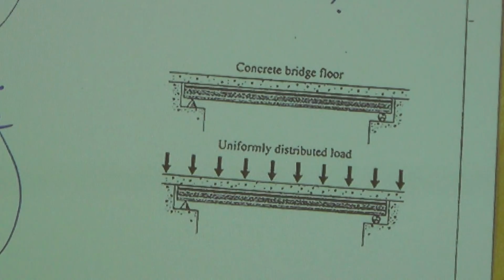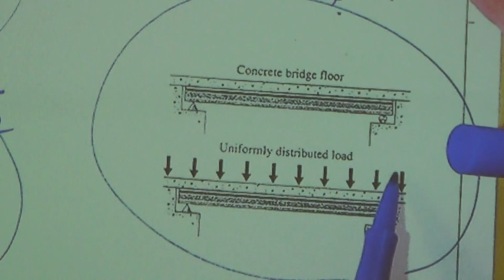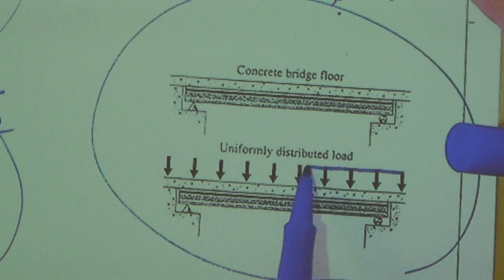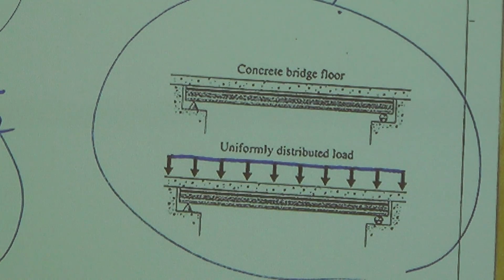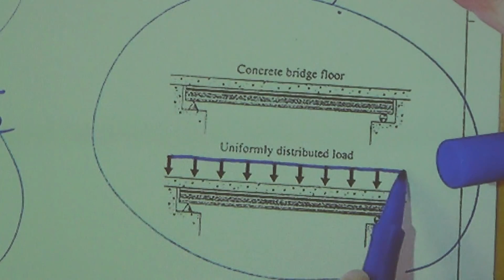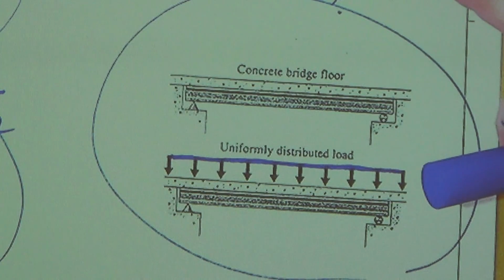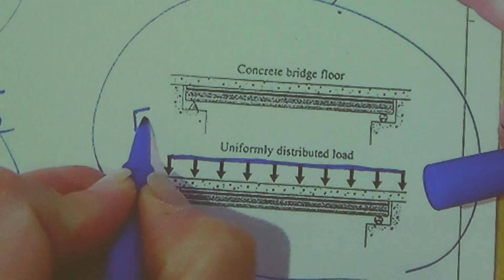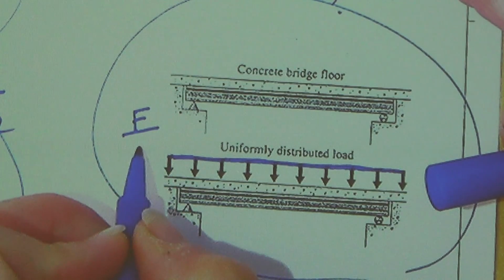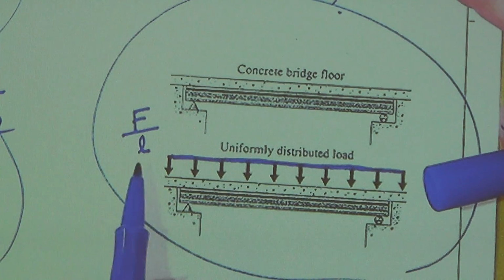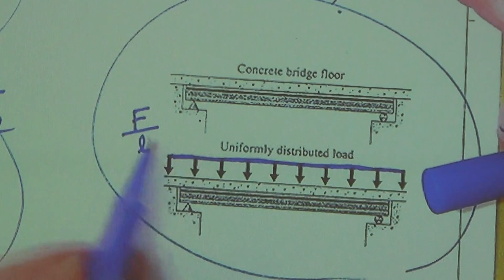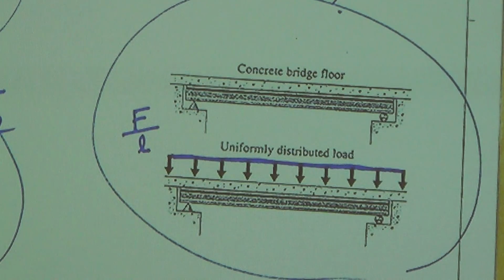Okay, let's take a look at this last one here. And I do want you to do this, because you're never going to see a distributed load without that horizontal line on top. So this is a uniformly distributed load, so I would represent it as a force divided by what? Not area, length. And usually they use the little L, because it's not 3D, right? It's only a strip. It's two-dimensional.